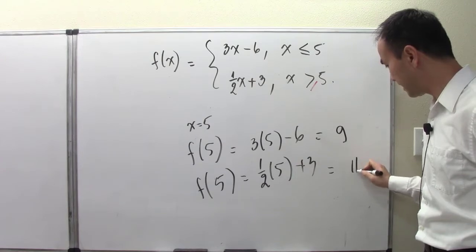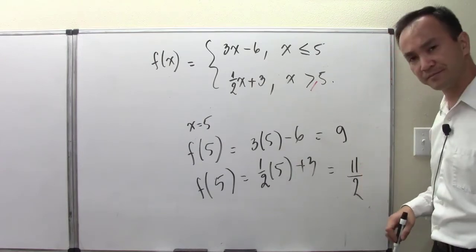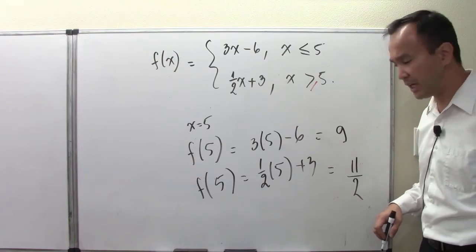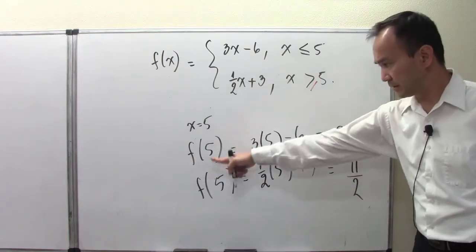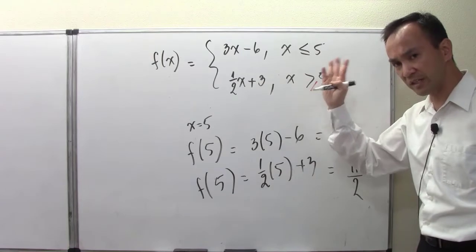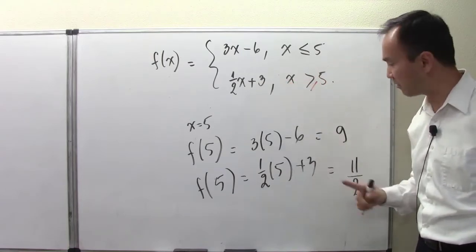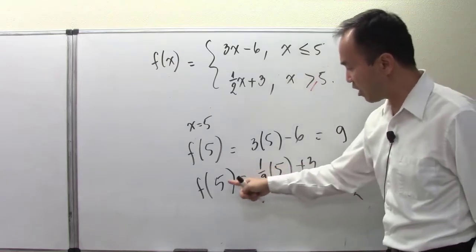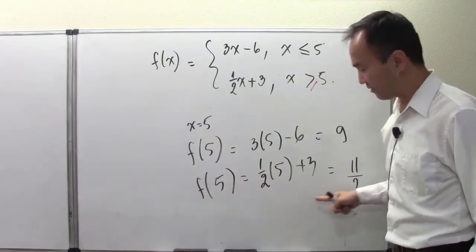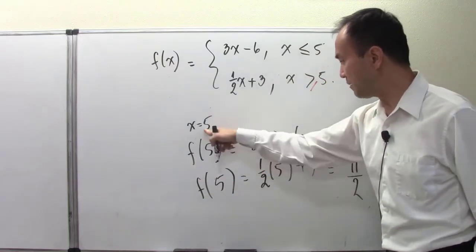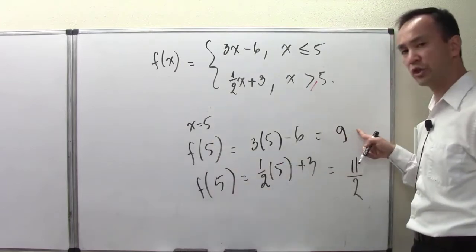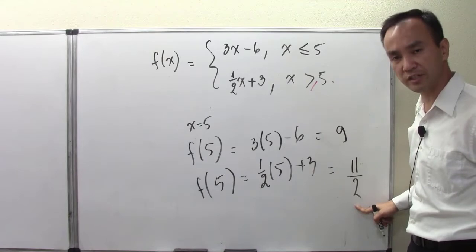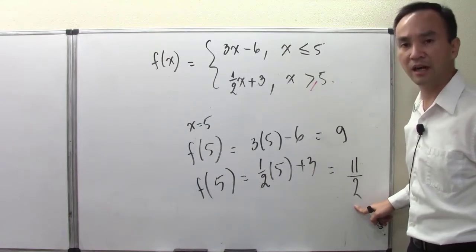It's 11/2. 5/2 plus 3 is 11/2. So in the end, the reason I spelled it out loud is that this is an error when you're creating your function. If you choose something like this, then one input comes out with 2 possible outputs. This seriously violates the rule of it being a function.